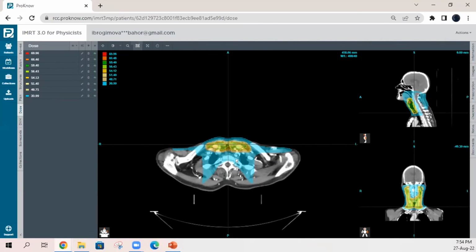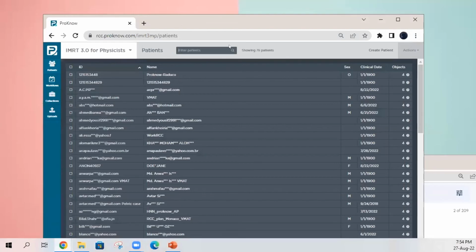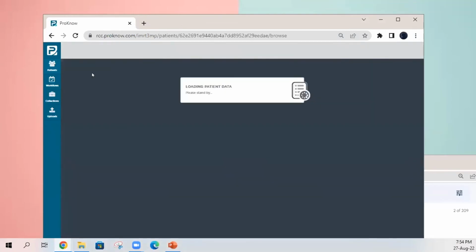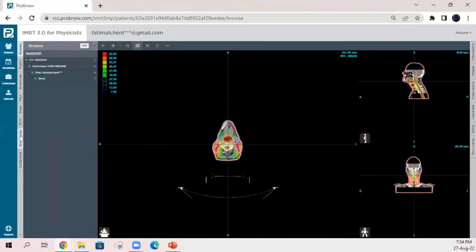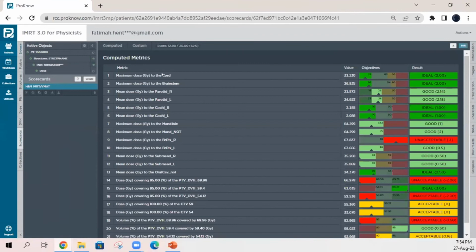This is where he achieved, let's say, 50% of the score. Let's try to browse again. Okay, so this one scored 12.98, if I'm not mistaken. So the scorecards. Yeah, exactly. So this is like half of the total score, 12.98, 13 kind of out of 25, so 52%.